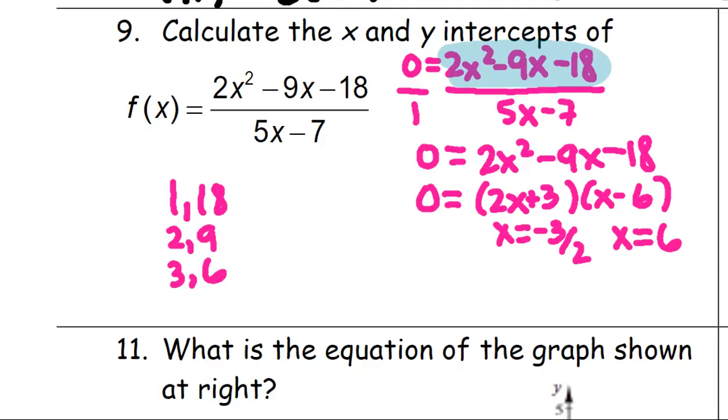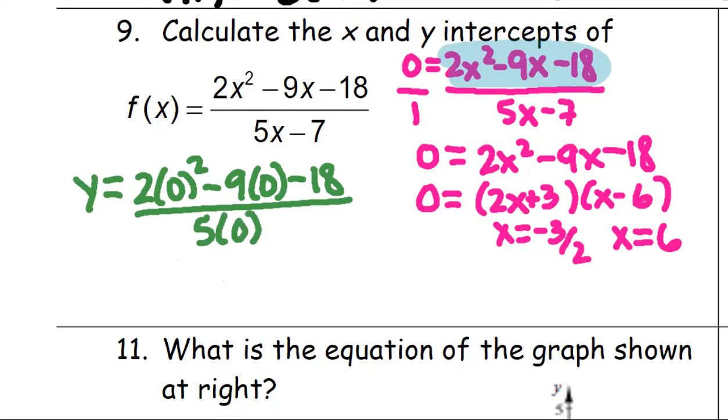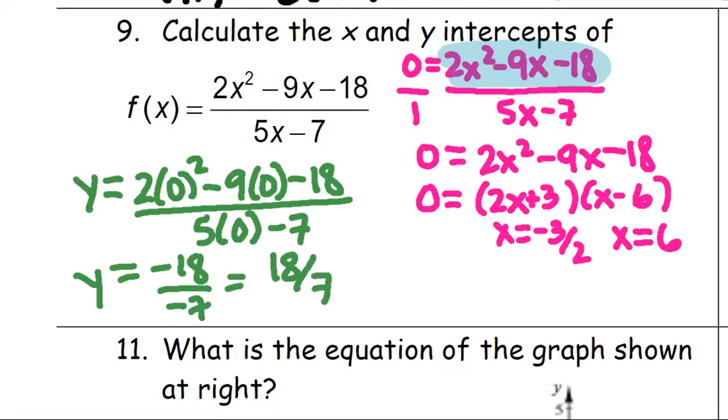Those are my x-intercepts. Now, when I'm trying to find my y-intercept, I'm going to put 0 in for the x. So 2 times 0 squared, that's going to be gone. Minus 9 times 0, that's going to be gone. So I'm going to be left with negative 18. On the bottom, 5 times 0, that's going to be gone, minus 7. So when I clean this up, on top I get a negative 18. On bottom, I get a negative 7. So it's going to be 18/7, and that's my y-intercept.